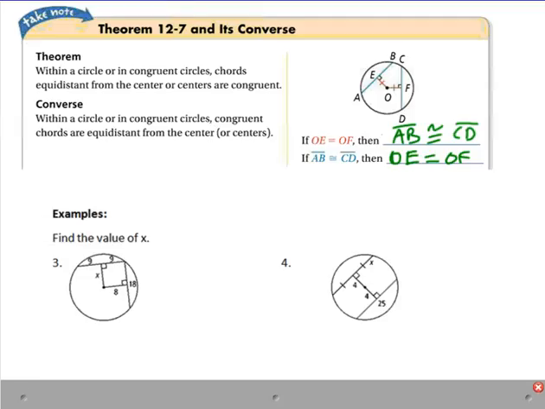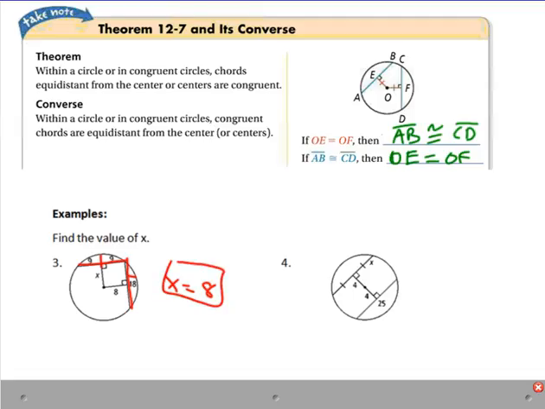Two examples. So let's look at example 3, and then we'll look at example 4, which I'll have you do. Example 3, we have two chords, and they're both 18, so they are congruent. That means that they're the same distance from the center. So if one of them is 8, then the other one also has to be 8 units from the center.